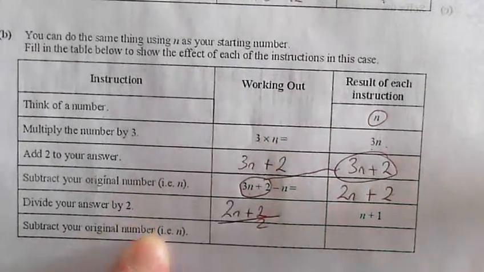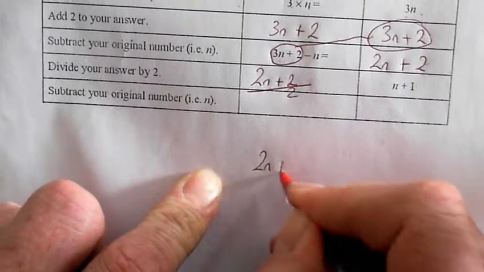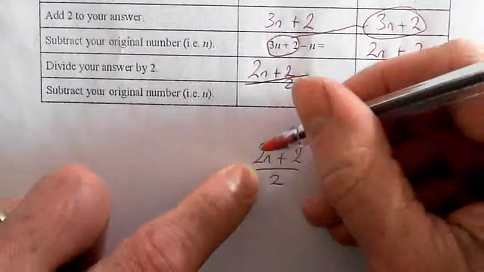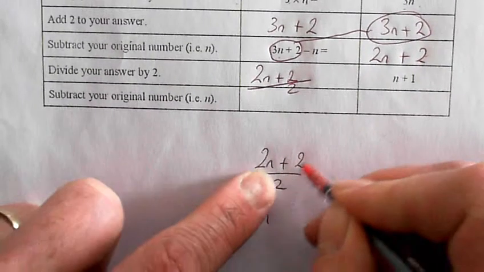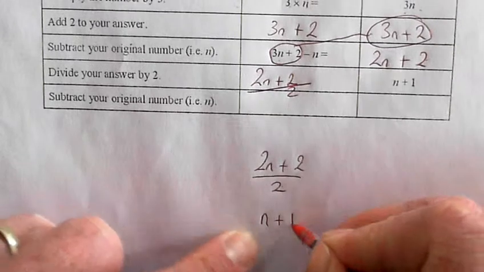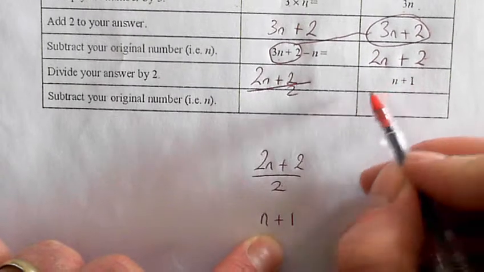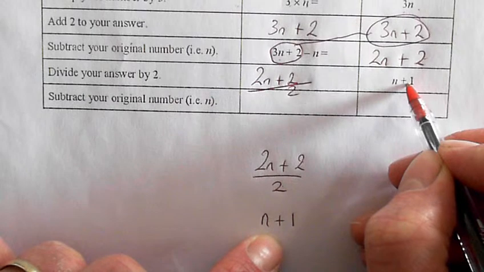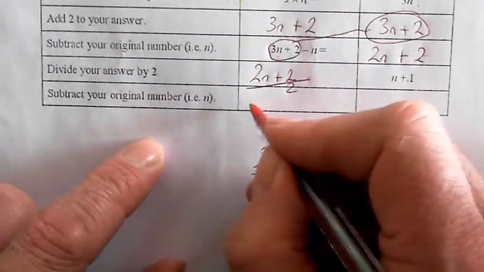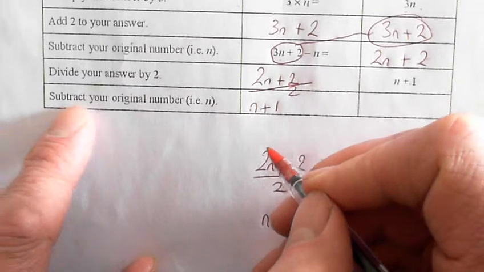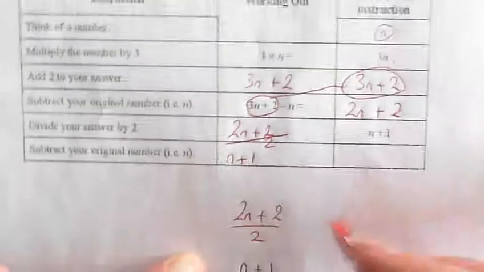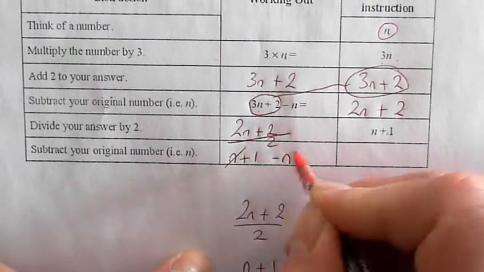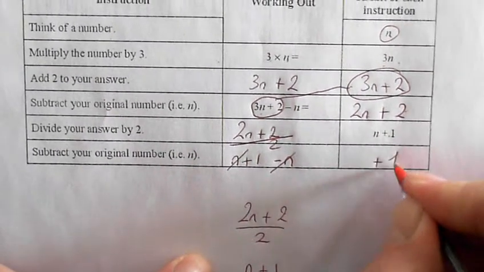Divide your answer by 2. So over 2. I'll do it down here. 2n plus 2 divided by 2. 2n divided by 2 is what? 1n. 2 divided by 2 is 1, isn't it? So that's the answer there. Okay, and write it on the next line. n plus 1. Subtract your original number. So subtract n. n minus n is nothing. The answer is plus 1. Okay?